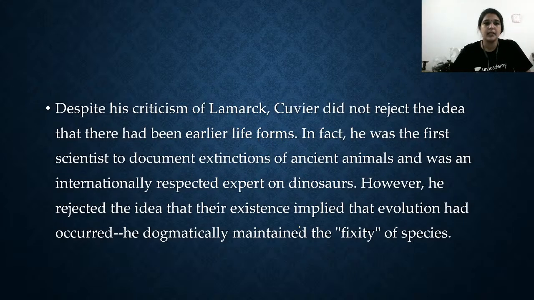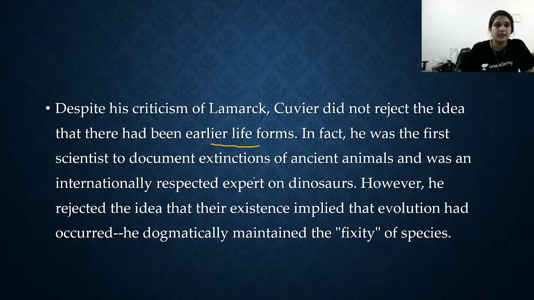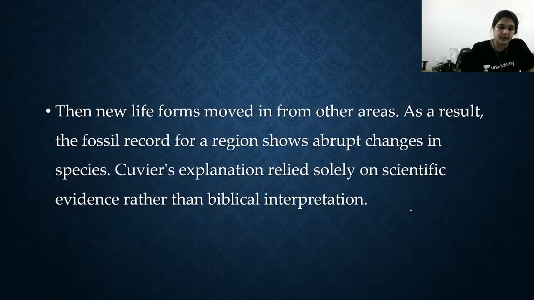Despite his criticism of Lamarck, Cuvier did not reject the idea that there had been earlier life forms. In fact, he was the first scientist to document the extinction of ancient animals, and was especially an expert on dinosaurs. He rejected the idea that their existence implied that evolution had occurred, dogmatically holding to the fixity of species.